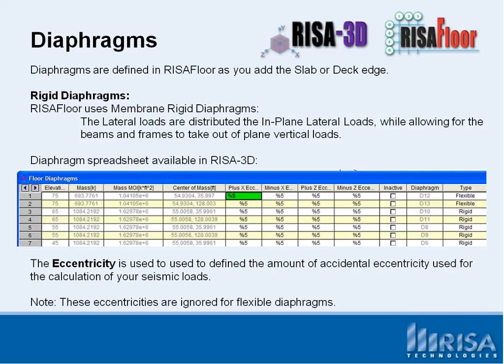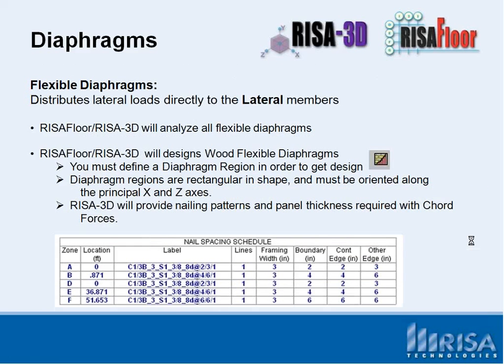We can see those rigid diaphragms and information more in the RISA 3D spreadsheet when we get into RISA 3D, and we're going to take this model into RISA 3D in a second. We can see that we can affect the eccentricity listed here. It's for the accidental eccentricity for your seismic loads. Those are not going to be in your flexible diaphragm, but we can see that there. And we have here on the right side a list of whether it was a flexible or a rigid.